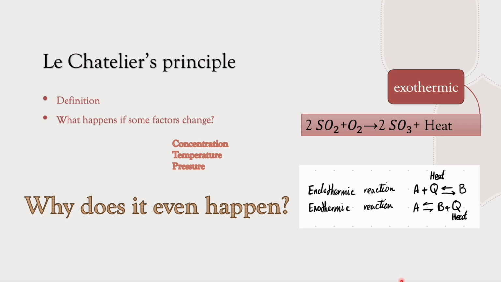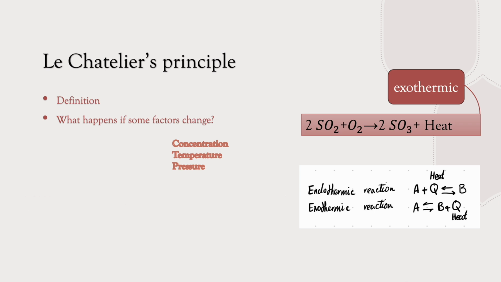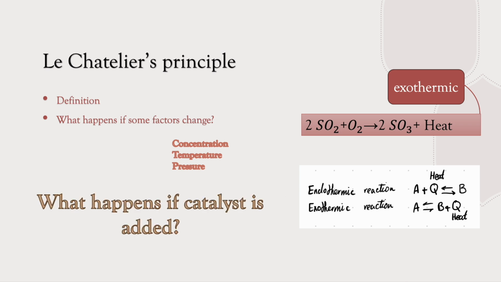Now, let me give you some bonus points. Some additional information. So, what happens if we add a catalyst? Or why do we say that if we decrease the pressure, the reaction shifts towards a higher number of moles of gas? First, let's start with the catalyst. It won't change anything, we just reach the equilibrium faster.